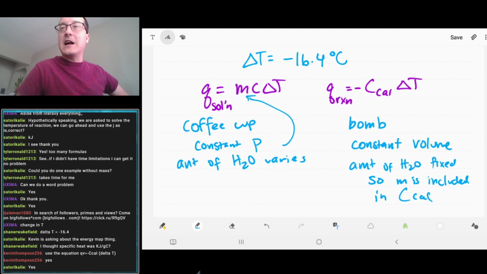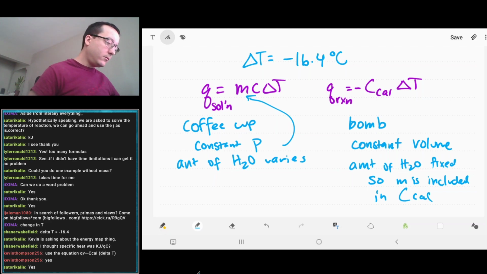So these are the two equations that we have that we could deal with heat capacities. But in this case, we're using the bomb, so we want to use the equation on the right. Does that make sense, Shane?